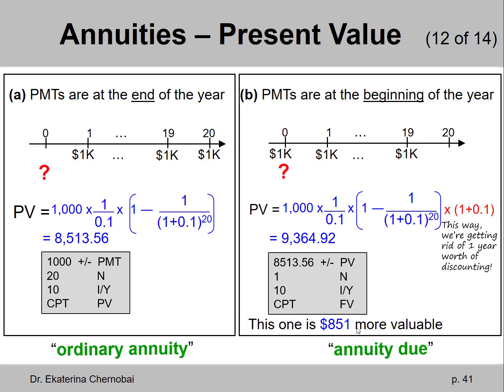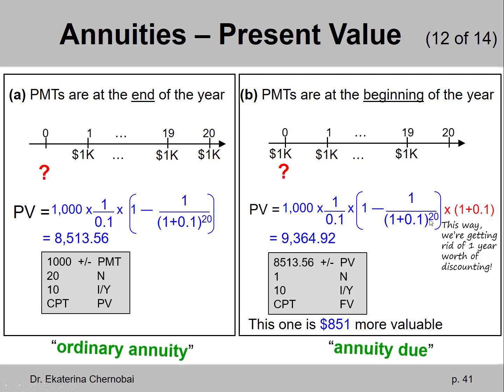Now, just like with annuity future values, annuity present values also have two formulas. One for an ordinary annuity and one for an annuity due. Same interpretation as before. An ordinary annuity is sort of the default case when the cash flows are all at the end of each time period. For example, at the end of each year. An annuity due is when the cash flows are due immediately. So they are all at the beginning of each time period.